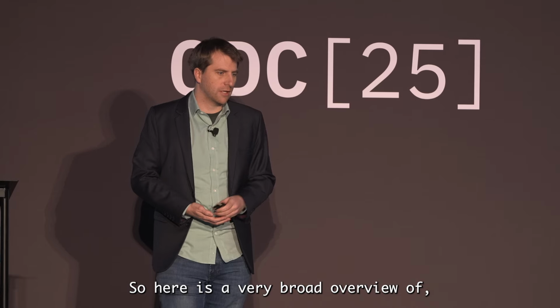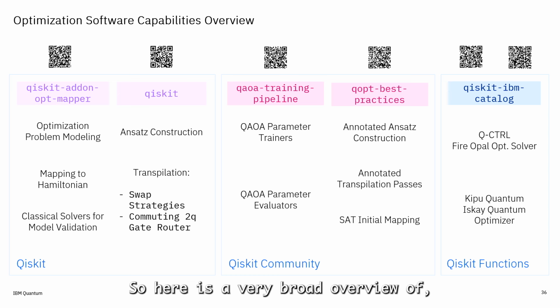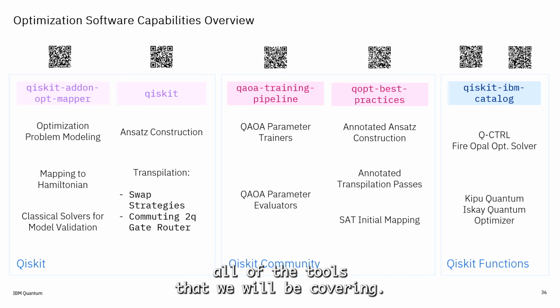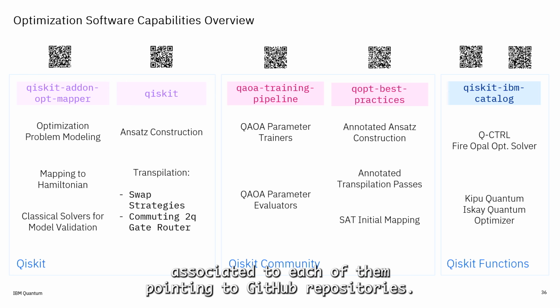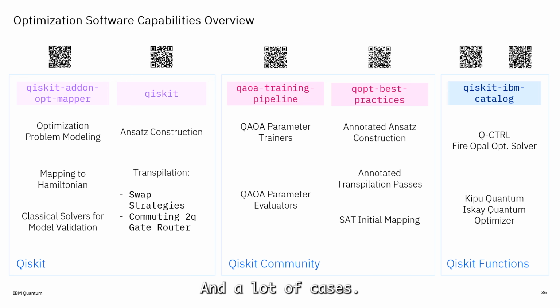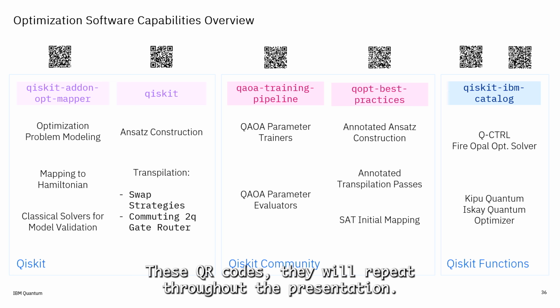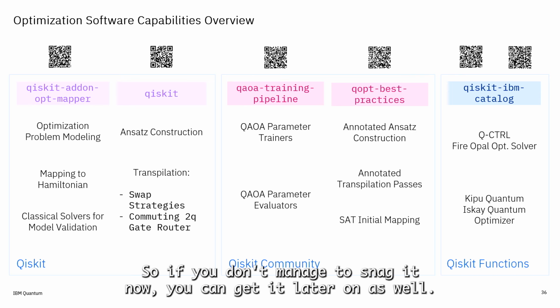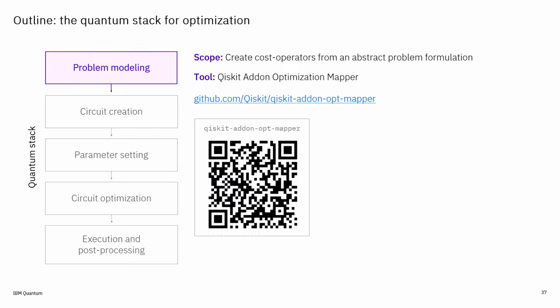So here is a very broad overview of all of the tools that we will be covering. There are little QR codes associated to each of them, pointing to GitHub repositories in a lot of cases. These QR codes will repeat throughout the presentation. So if you don't manage to snag it now, you can get it later on as well.